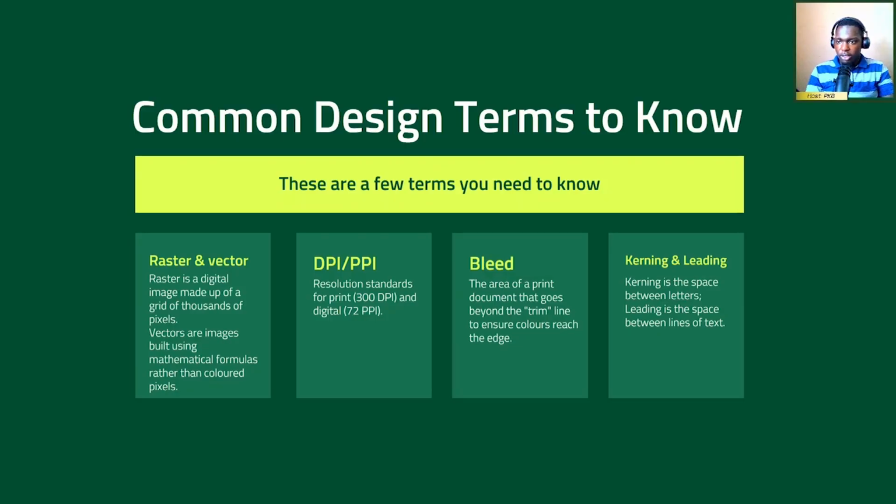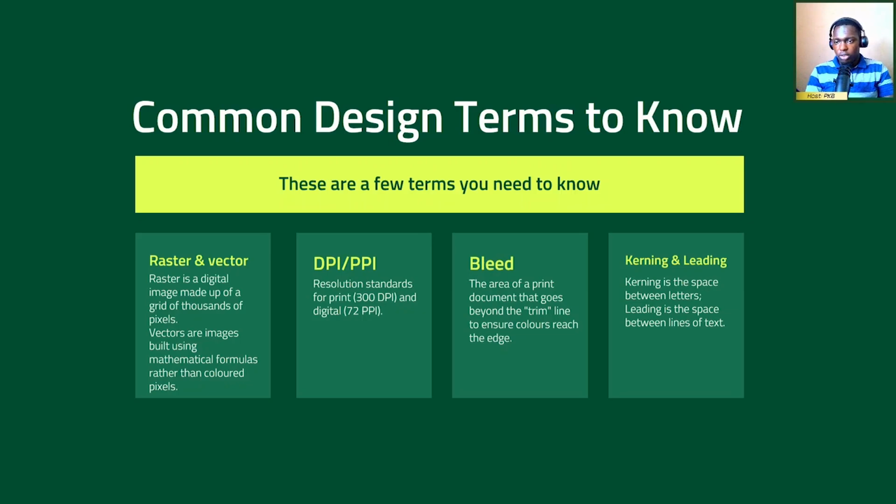So first we have raster and vector. A raster is a digital image made up of a grid of thousands of pixels. And then vectors are images built using mathematical formulas rather than colored pixels. So with these two terms, raster is basically used in software like Canva and Photoshop, whereas vector is mostly used in Illustrator. We'll take a look at that more when we begin the introduction to Photoshop and introduction to Adobe Illustrator.